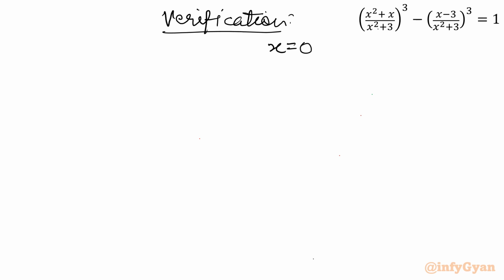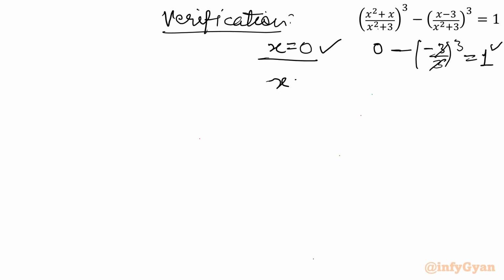Let's verify. So I will write here verification for x is equal to 0. If I put it in, the numerator is 0, no need to check. The denominator is positive 3 plus 3, so 0 minus, I will write minus 3 over 3 whole cube. So that power is minus cube, so it will make this positive. 3 over 3 cancels to 1. So it is 1, which is our RHS. True, verified.